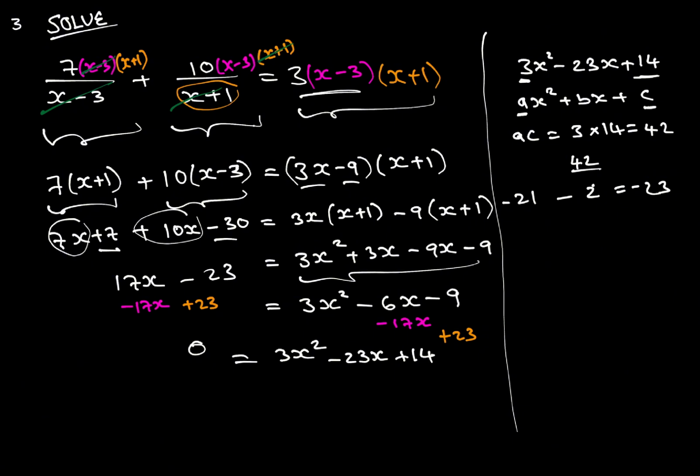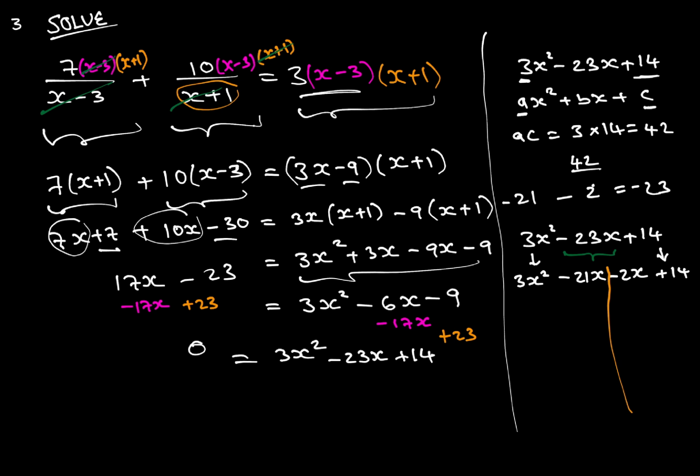So that means this initial, let's just bring it here. I can split up the 23x into minus 21x and minus 2x. Okay, and then obviously just bring down that 3x squared and bring down that 14. And I'm just going to split the 4 terms down the middle, and I'm going to factorize the left hand side and the right hand side. So remember to take out the highest common factor, otherwise this will not work.